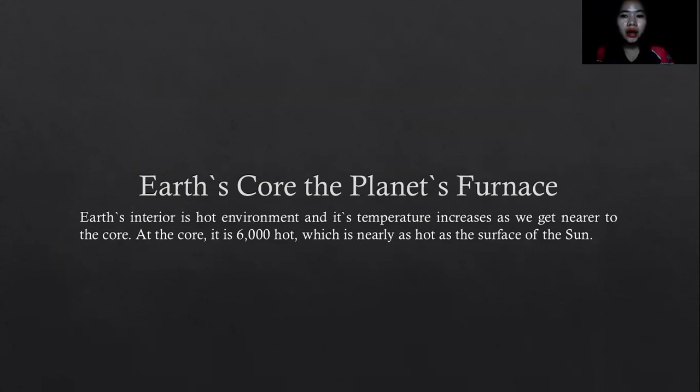So those three are the compositional layers of the earth. So also we have the mechanical layers. We have the lithosphere, asthenosphere, mesosphere, and the outer core.